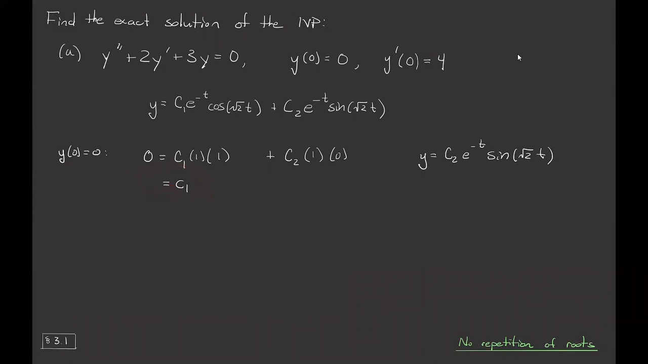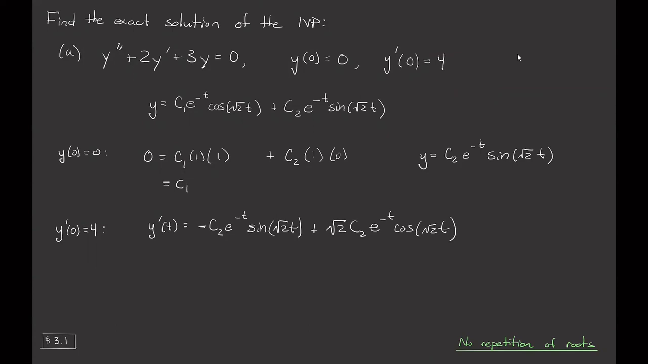Nothing's saying it can't. And now let's use the second piece of information, which is that y prime of 0 is equal to 4. So y prime, going off of what we have here, because we already know C1 is 0, y prime of t is going to be equal to negative C2 e to the negative t sine square root of 2t plus, is that right? Yep, plus square root of 2 C2 e to the negative t cosine square root of 2t.